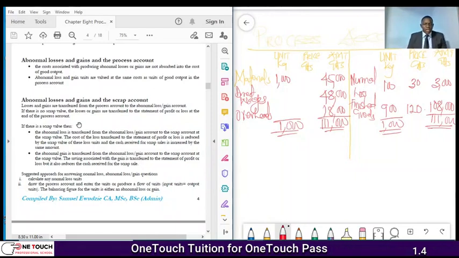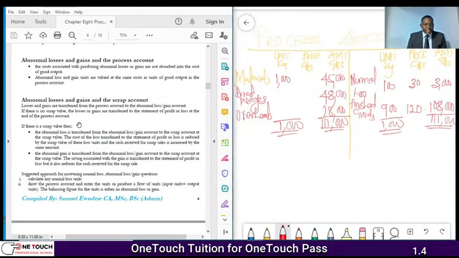Good. If there's a scrap value for the abnormal loss and abnormal gain, how do we treat it? We are saying that the abnormal loss is transferred from the abnormal loss or gain account to the scrap account at the scrap value. So in the abnormal loss and abnormal gain account, there can be scrap. Then we transfer the loss from the abnormal loss or gain account to the scrap account at the scrap value. The cost of the loss transferred to the statement of profit or loss is reduced by the scrap value of these loss units, and cash received for scrap sales is increased by the sale amount.